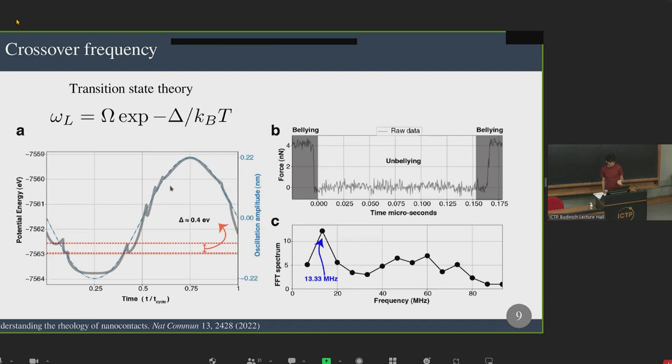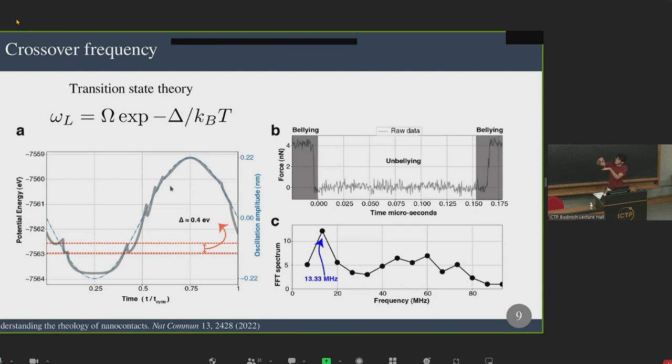So we said frequency independent, but how long is this frequency independent? If you go to 1 hertz, is it still doing this? To understand that, we estimate these crossover frequencies. Using transition state theory, from the simulation, we estimated the energy barrier for these jumps. We took the system when it was in the bellying regime. We didn't oscillate it, we just fixed the height of these two slabs.